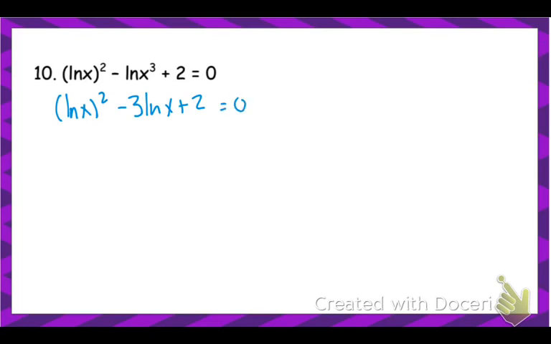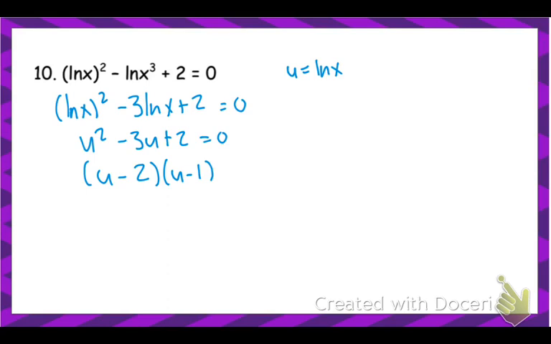Well, this is actually a factoring question. To make it a little bit easier to see, I'm going to use that u substitution method. So I'm going to let u stand for ln x. Well, then this becomes u squared minus 3u plus 2, which is a really easy question to factor. So then that means that u is equal to 2 and u is equal to 1.